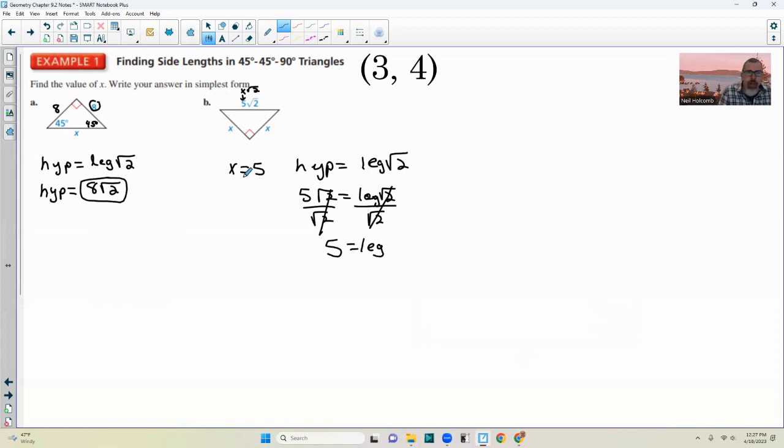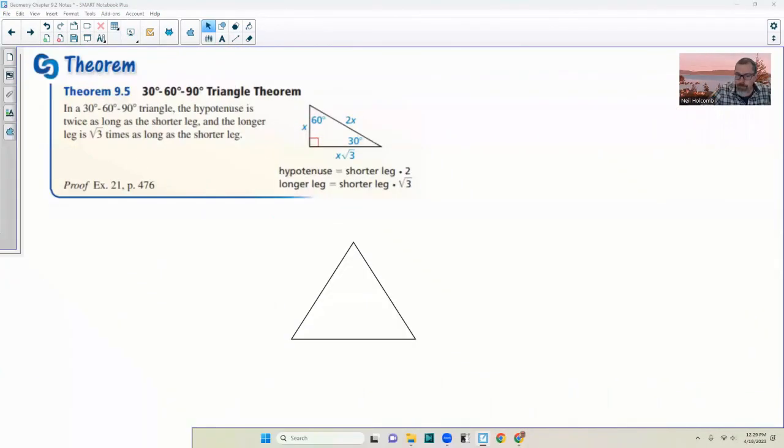All right, so now you should be able to do problem numbers 3 and 4. Do problems 3 and 4 in your exercises. Actually, 3, 4, 5, and 6.